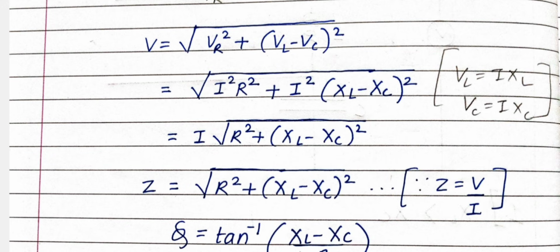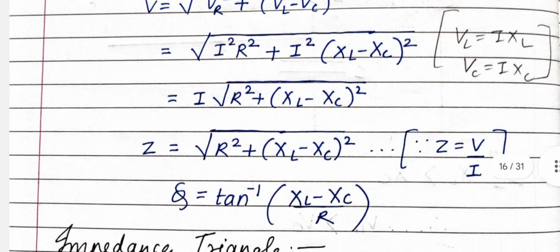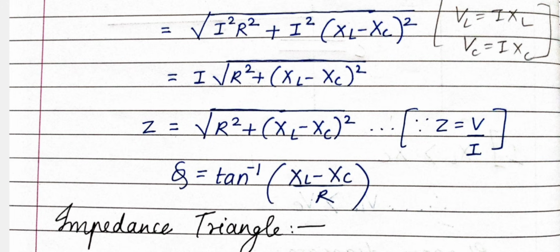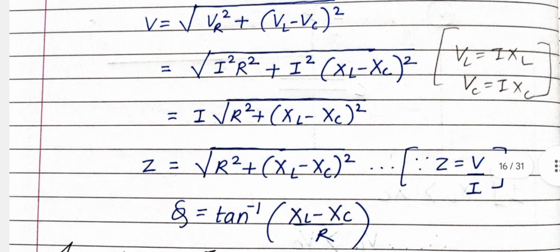Now what is VR? VR is I into R, and if we square it we get I square R square, plus we will take I square common, as VL is I into XL and VC is I into XC, and their square is there. We write in short as I square common and XL minus XC the whole square. Now from the whole we take I common outside the square root, and we will get I under root of R square plus XL minus XC the whole square.